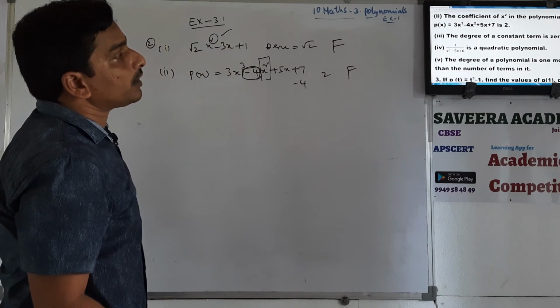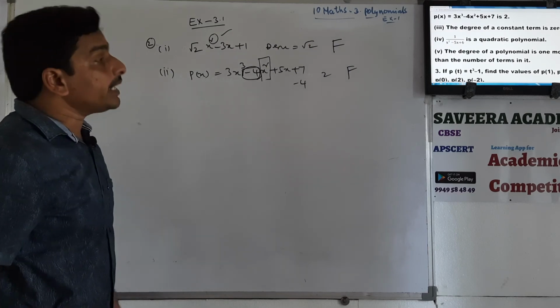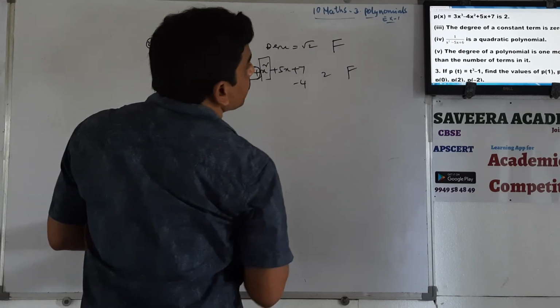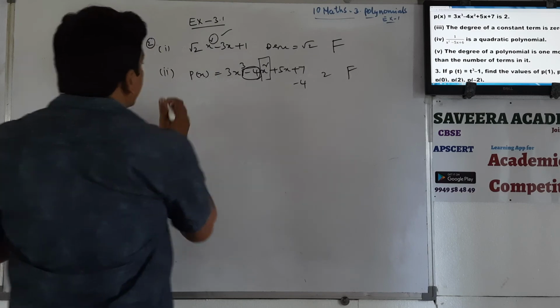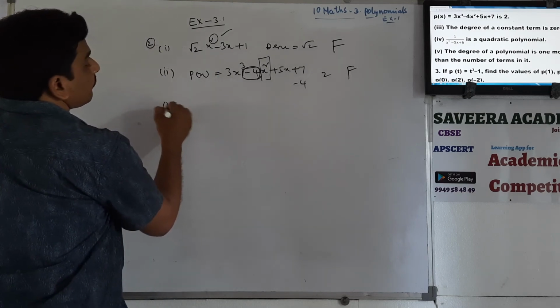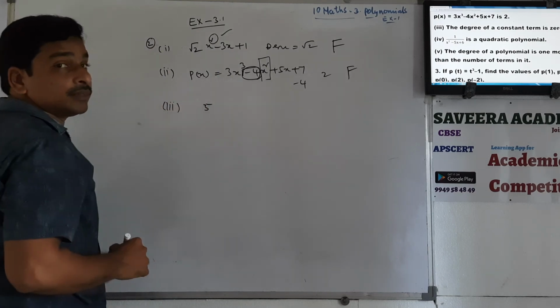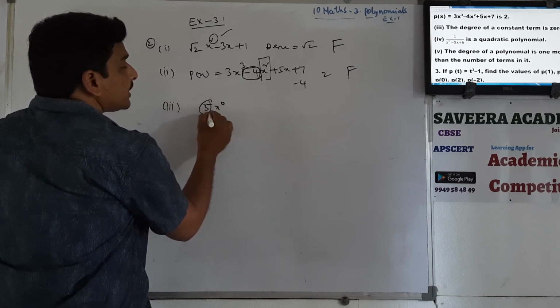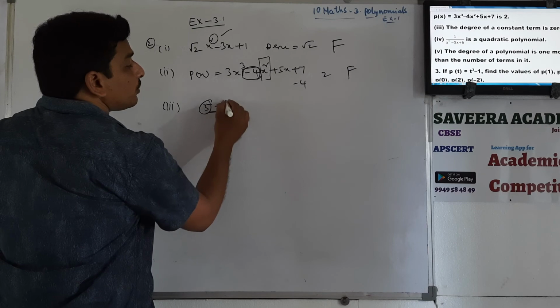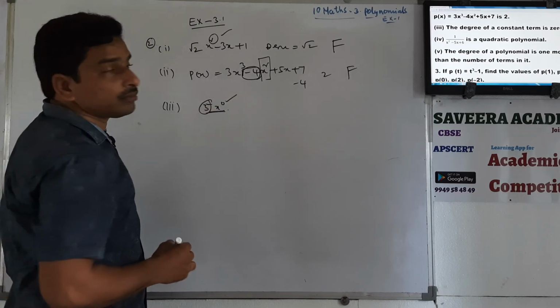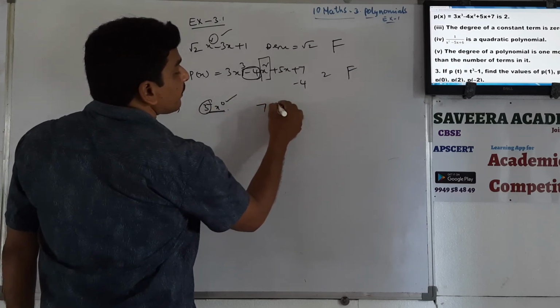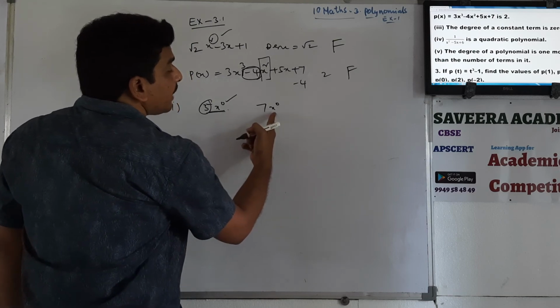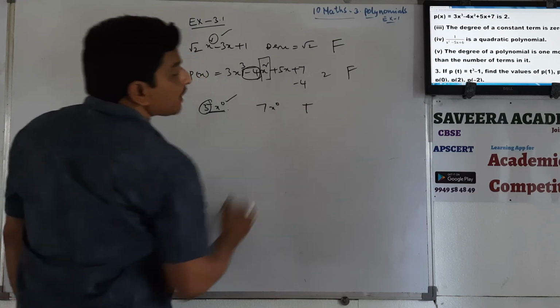Now let us go for the third one. The degree of a constant term is 0. Yes, it is true. Suppose 5, a constant, can be written as 5 into x power of 0. What is the degree? 0. Suppose if you take 7, it means 7 into x power of 0. So what is the degree? 0. Therefore, the statement is true.